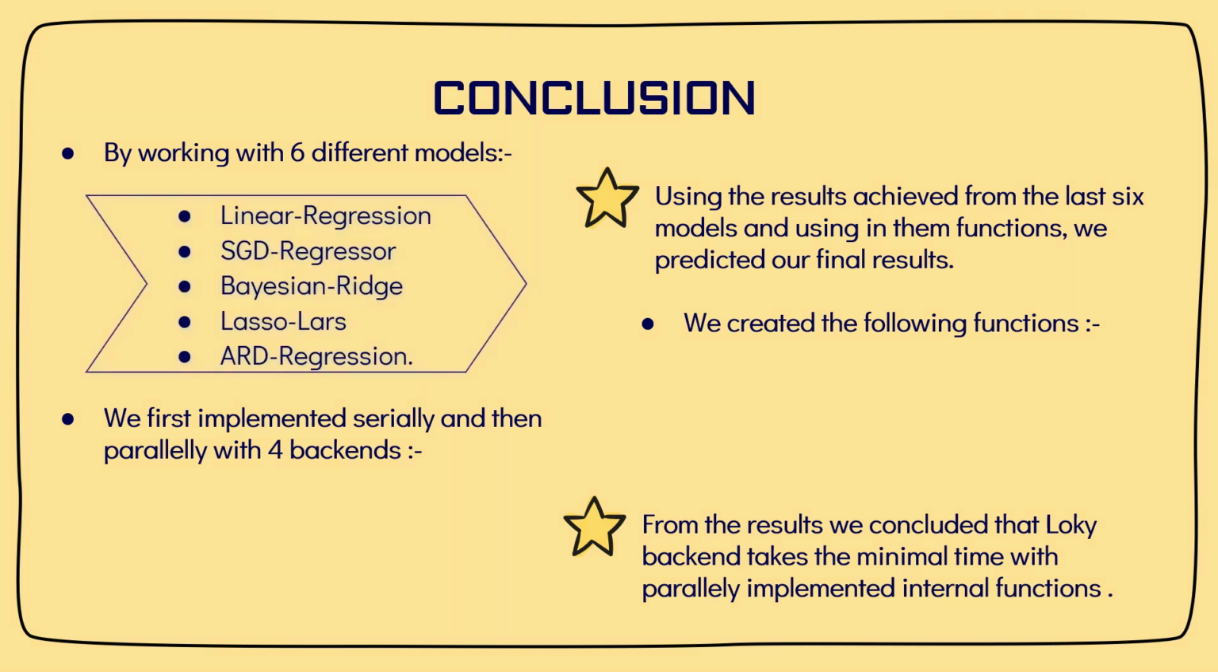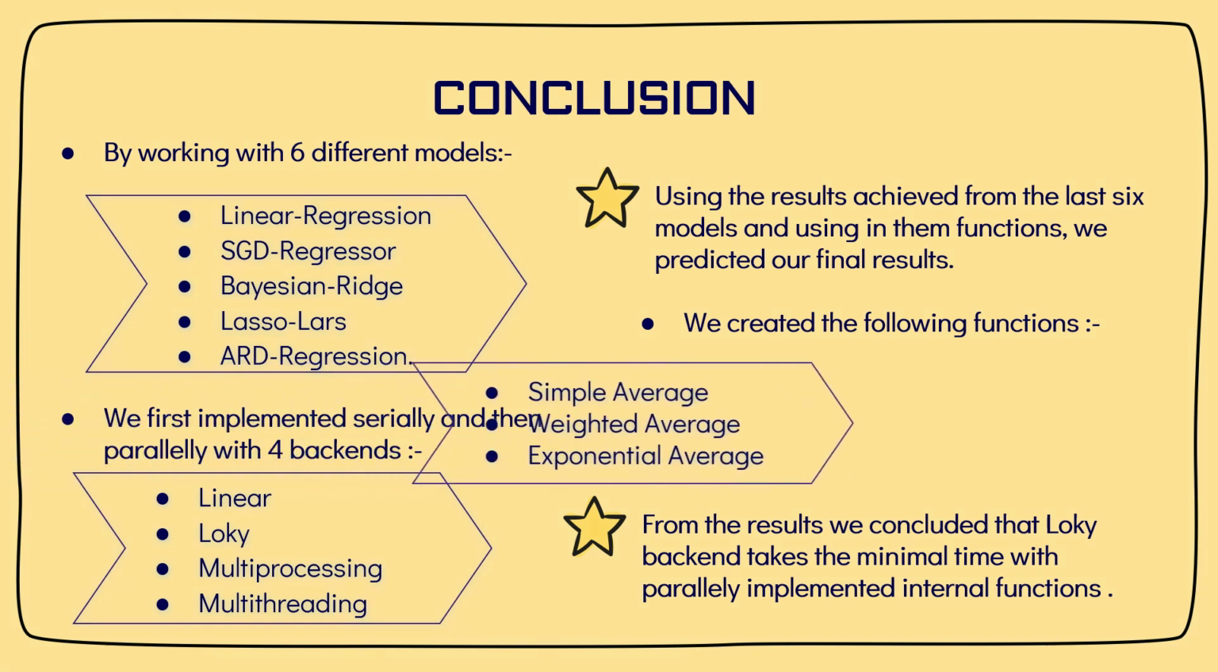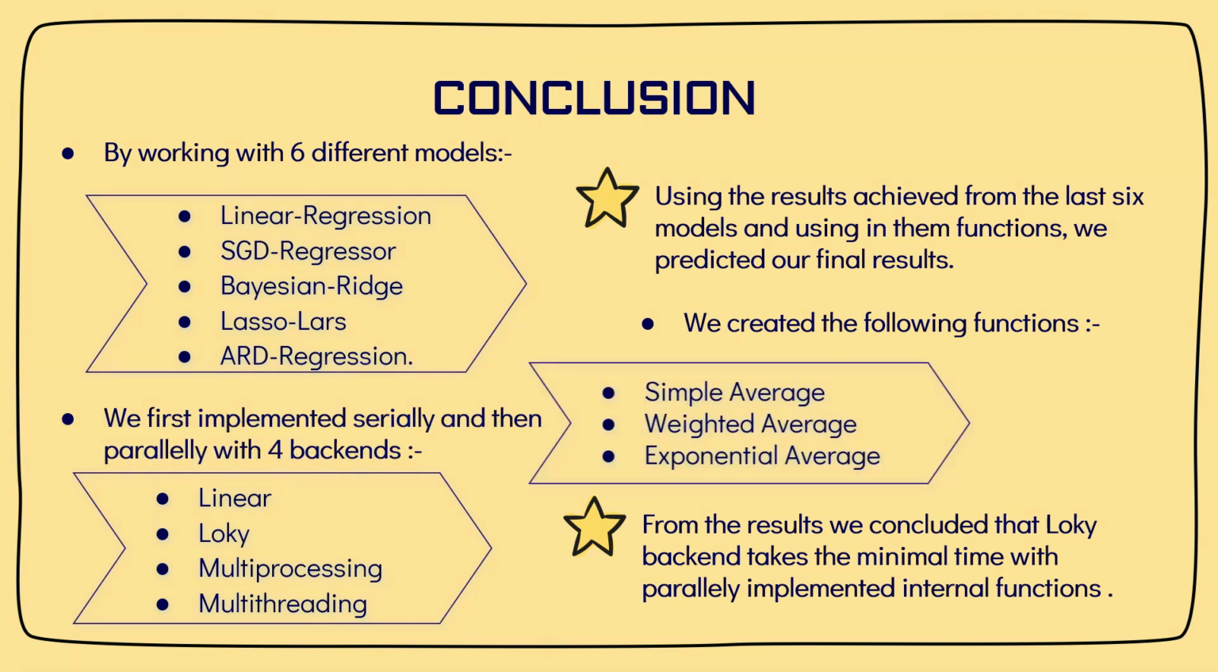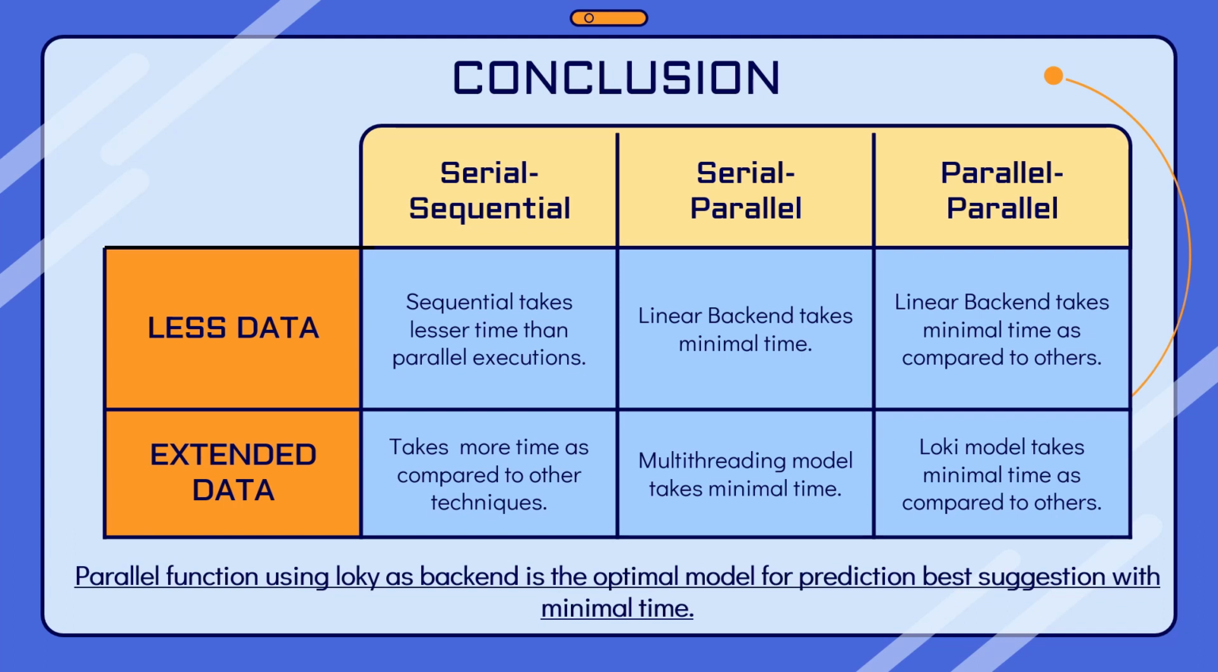Consistent experimentation was done with 4 different backends. The results achieved were further passed into 3 different functions for final predictions. And when these functions were parallelly implemented using PyMP, Loky outperformed all. Some of our key takeaways were that multi-threading did perform well, but could not be our final solution, as it was bound by the shackles of the global interpreter lock in Python.